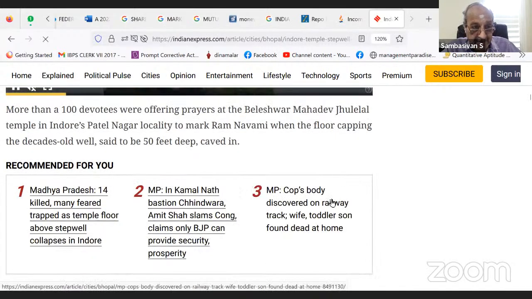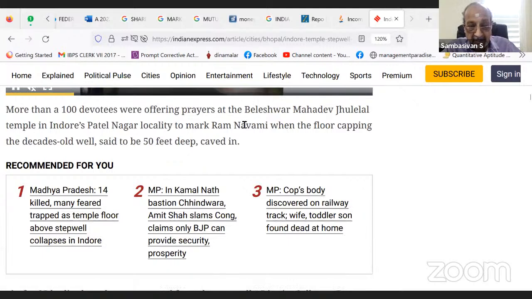Which temple did this happen at? Please note this down. Beleshwar Mahadev Jhulelal Temple in Indore, Patel Nagar. Please write it down, all of you, in your notebook. Beleshwar Mahadev Jhulelal Temple in Indore in the Patel Nagar locality.